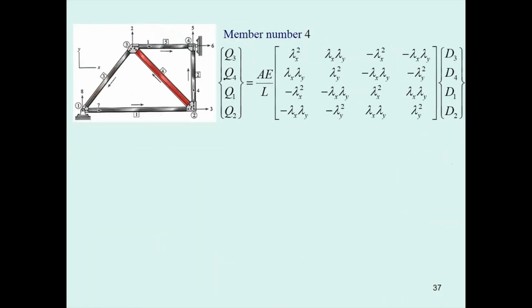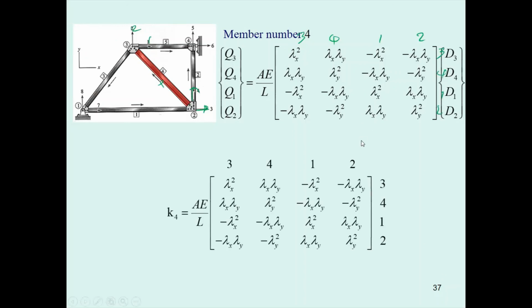You come to member number 4. Now for member number 4, you have this one for the near end, 3, 4, 3, 4, and then this one 1, 2, 1, 2, 3, 4, 1, 2 like this. You get this one in the form. This is the matrix that you got to determine.